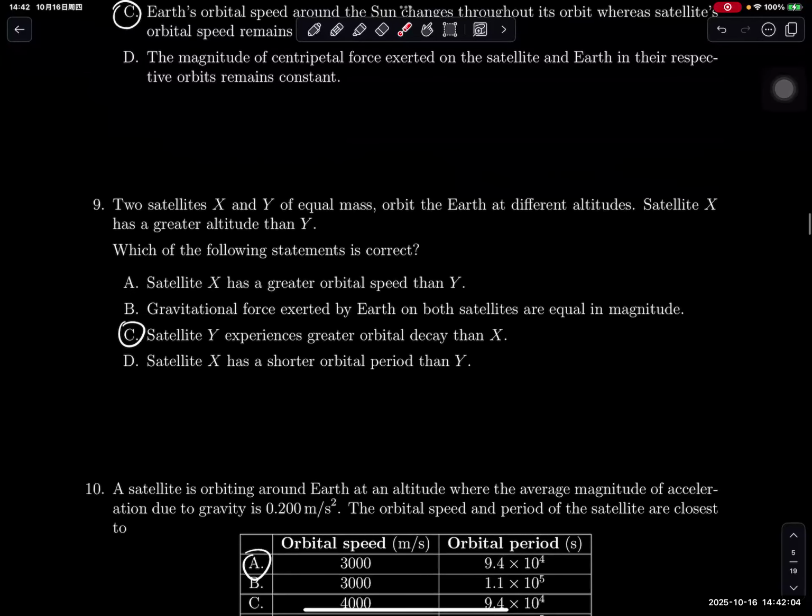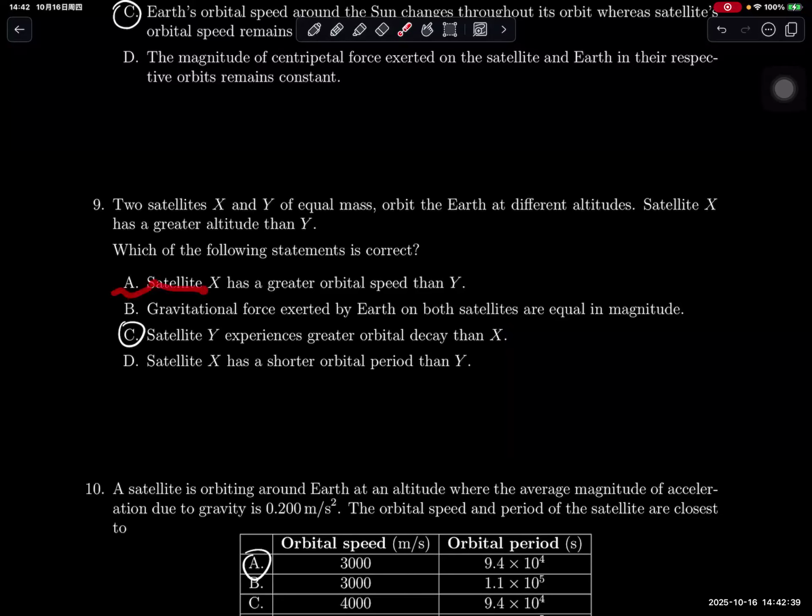Question 9. Two satellites X and Y of equal mass orbit the Earth at different altitudes. Satellite X has a greater altitude than Y. Which of the following statements is correct? Satellite Y experiences greater orbital decay. This one is a bit tricky because it's not technically talked about in the lecture, so let's have a look at all the choices.